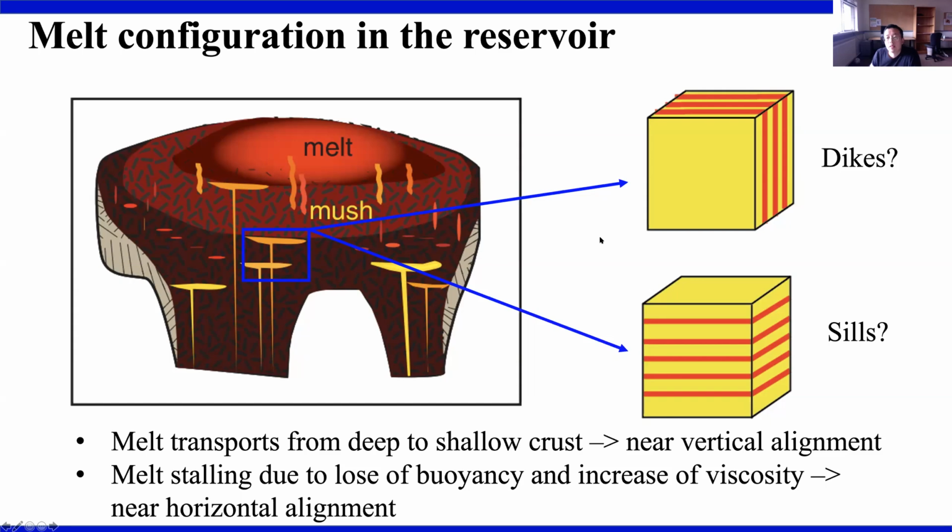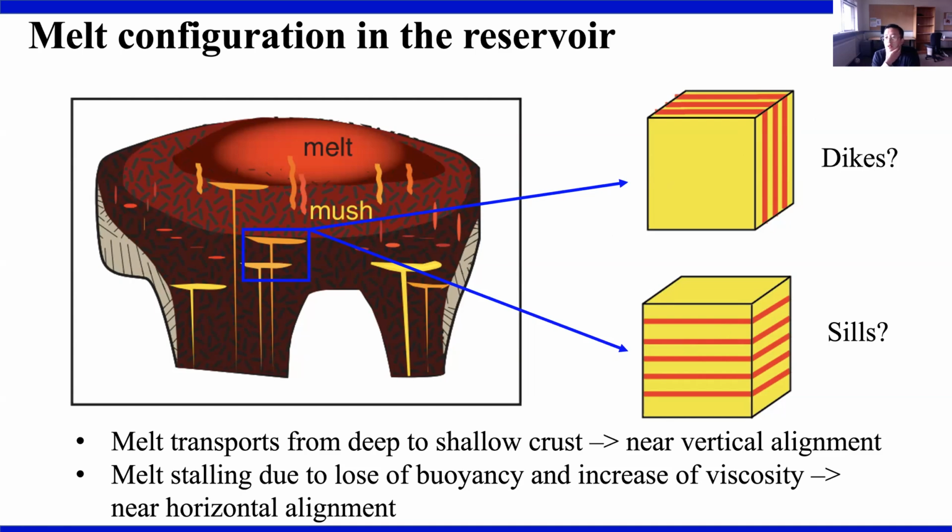So to simplify this system into two end members, we are asking the question of whether the magmatic reservoir is dominated by a dike structure, where most of the melts are oriented vertically, interlayered with the host rock, or whether it is mostly a horizontal laminate kind of structure we call sills, right?